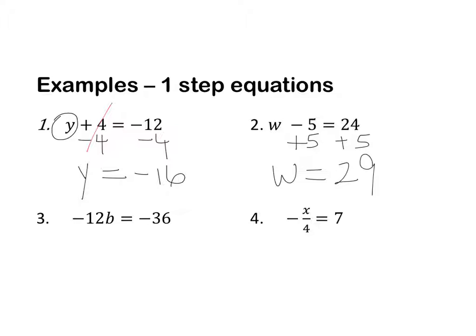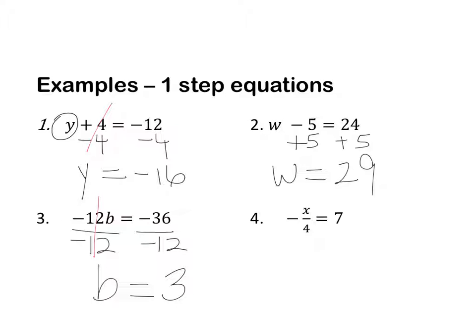Finally, number 3. Alright, I have negative 12b. When I have a number in front of a variable, the math operation between those two is multiplication. And to break up or undo multiplication, I have to do the opposite, which is division. So I have to divide by that negative 12. That gets rid of my coefficients there, and I end up with my variable b. And this division here gives me a positive 3.